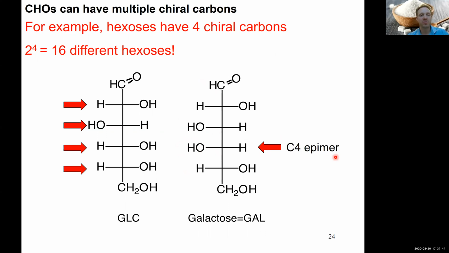It's also a good way to remember the structure of these things. So you don't have to remember the entire structure of galactose if you learn what glucose looks like and you remember that galactose is a C4 epimer of glucose. You have both structures already covered.